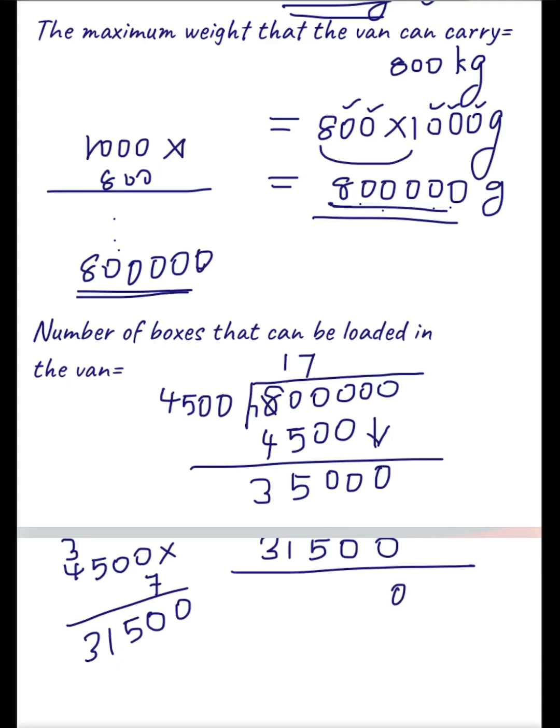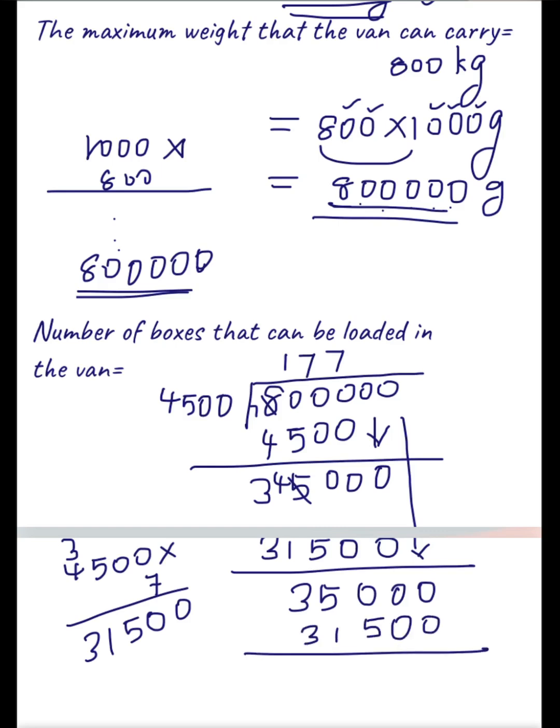Now let's subtract. 35 minus 31 is 4, so 3500 again, and this 0 will come here. So again you will get 7 here, 31500. Now 0, 0, 5, 3. Okay, 3500.